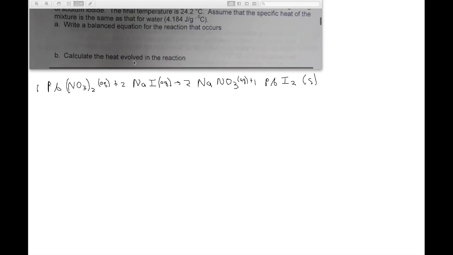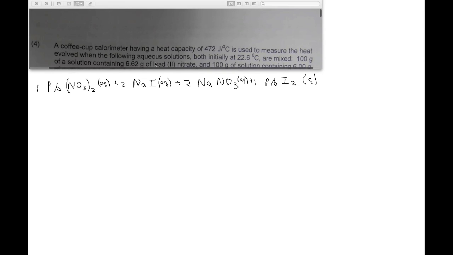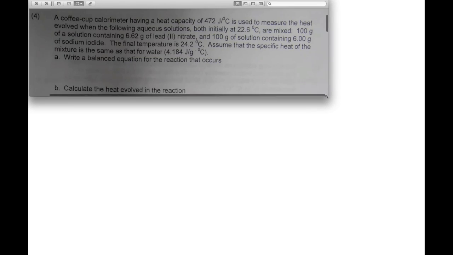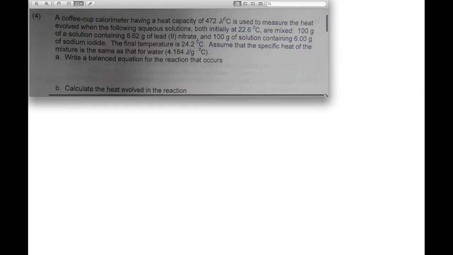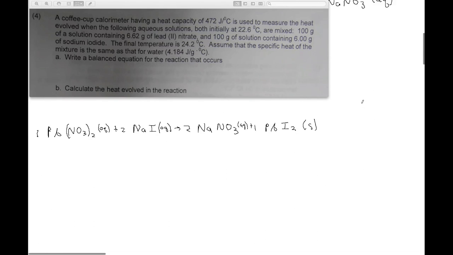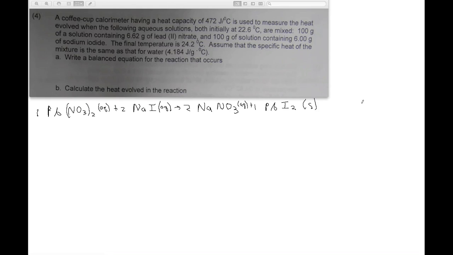Now we have part B for the same problem. Calculate the heat of evolution. So what they're looking for is Q. Both the solutions were initially at 22.6, and the final temperature of the whole system was 24.2. We can assume that it's an exothermic reaction, therefore Q is going to be negative.